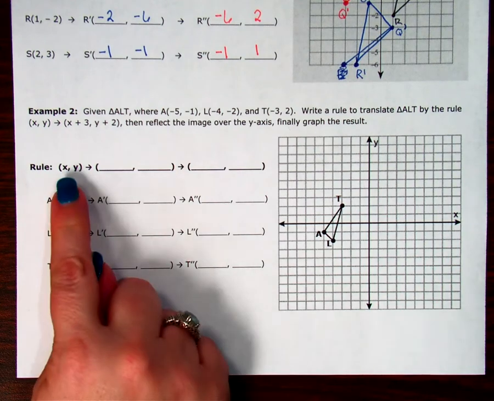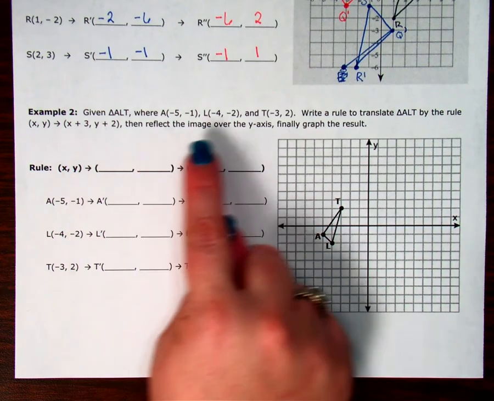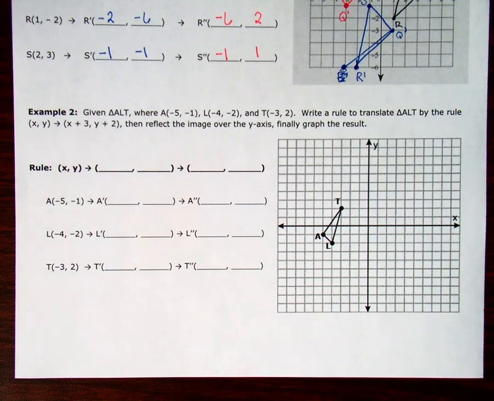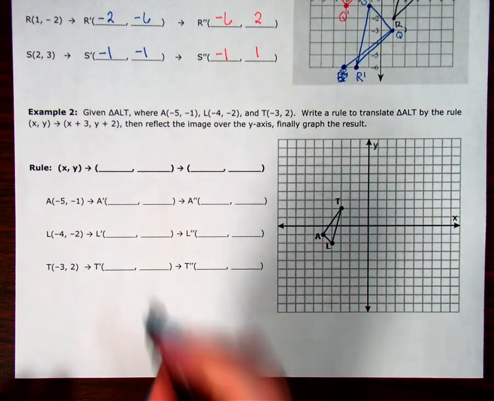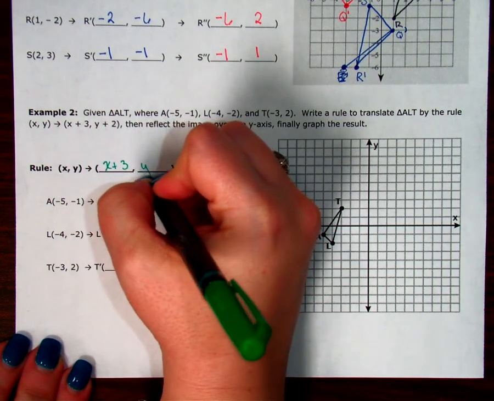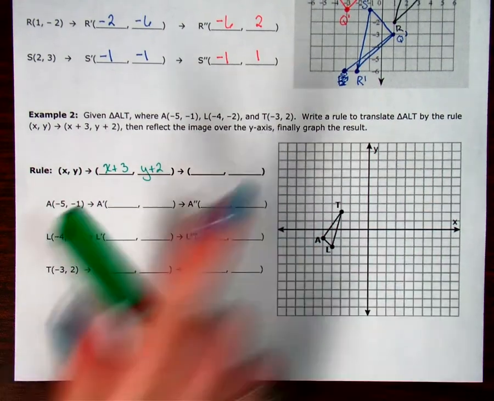All right, so the first thing I'm going to do is create this rule. (x, y) is going to be, first, we're going to translate ALT by x plus 3, and then y plus 2. Then we're going to reflect the image over the y-axis.